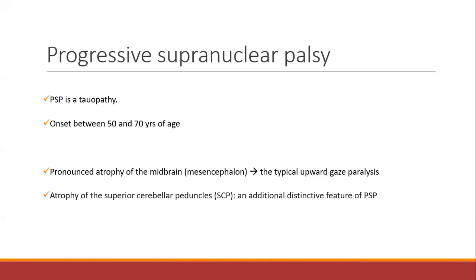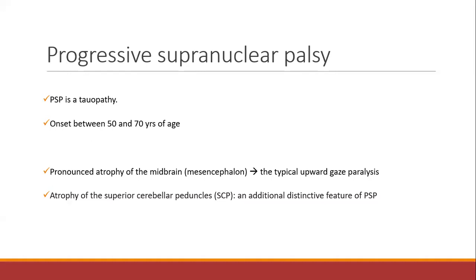And this is the vertical gaze center in the midbrain is affected, which is responsible for the typical upward gaze paralysis. And in addition to that, you will have on the imaging atrophy of the superior cerebellar peduncles. So this is an additional distinctive feature of PSP. In a patient with MSA, you will have atrophy of the middle cerebellar peduncle.